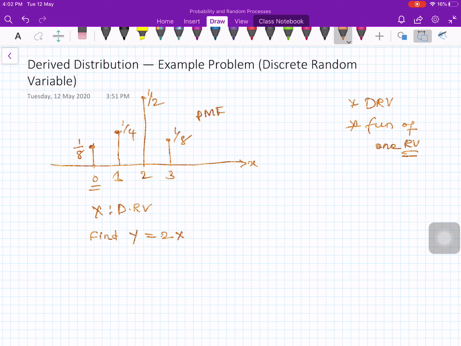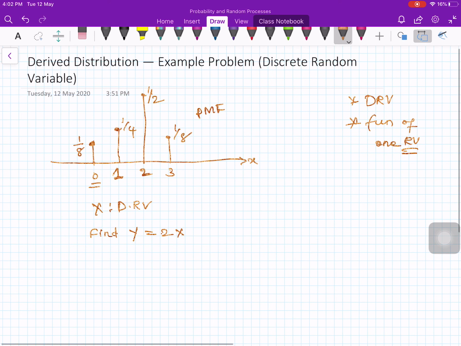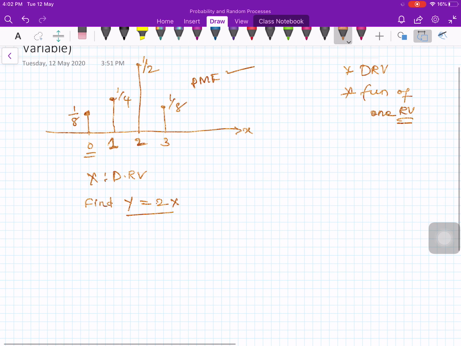For 0 it takes the probability of 1 by 8, 1 occurs with the probability of 1/4, 2 occurs with the probability of 1/2, and 3 occurs with the probability of 1/8. So this is the probability mass function which is given to us. Now let us find the probability mass function of Y equal to 2X. That means your function g of x equals 2x. So this is what we want to work out.